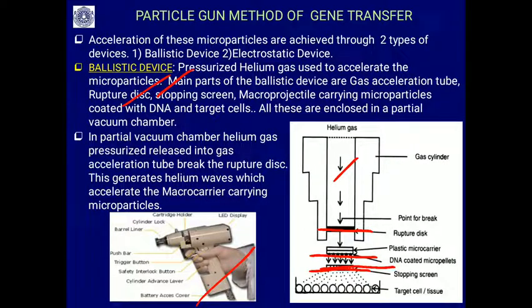When it is dropped on the stopping screen, which has holes, only the microprojectile or nanoparticle carrying our gene of interest is delivered onto the cells, not the other parts. So, this is exactly how it works: in the partial vacuum chamber, pressurized helium gas is released into the gas acceleration tube and breaks the rupture disc. This disc will be ruptured because of the pressure, and it falls on the stopping screen.